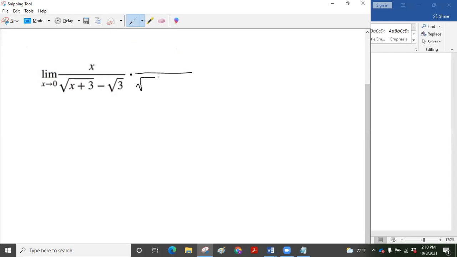So what we'll do in this case, we'll say square root of x plus 3 plus the square root of 3. The idea is that if you have a minus b, then the conjugate of that is a plus b. And if you're not too familiar with conjugate multiplication, it would help to maybe Google what conjugate multiplication is and how it works. And we multiply top and bottom by the square root of x plus 3 plus the square root of 3.